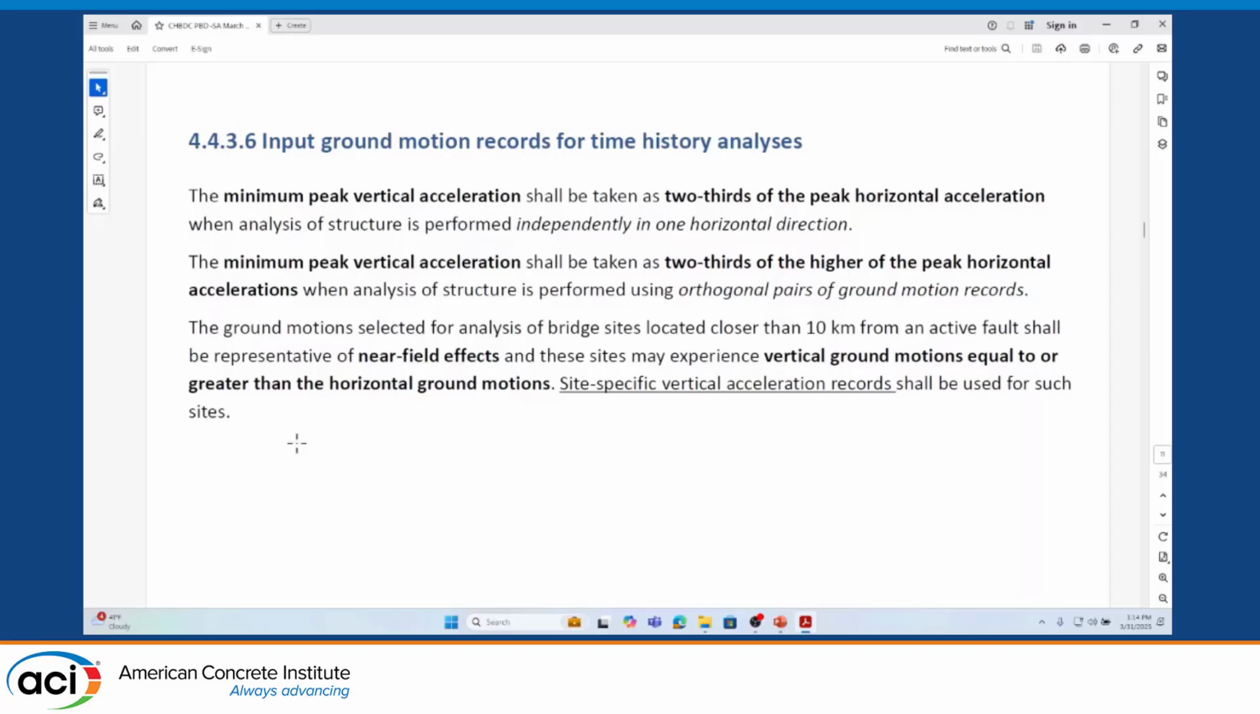When you have a site located near a fault, vertical ground motions may exceed the horizontal ground motion in those cases. Then site-specific vertical acceleration records shall be used for such cases.